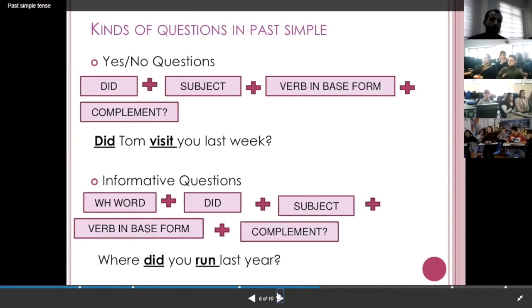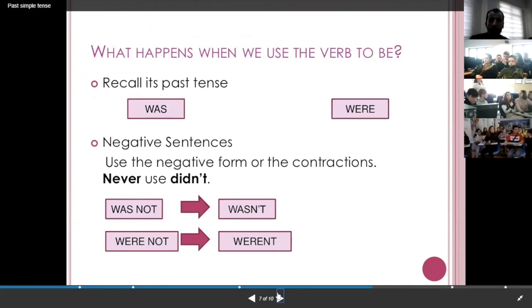And as I said, we have WH questions. This time the question sentence starts with the WH word, and later did and then subject and verb in base form. Okay.